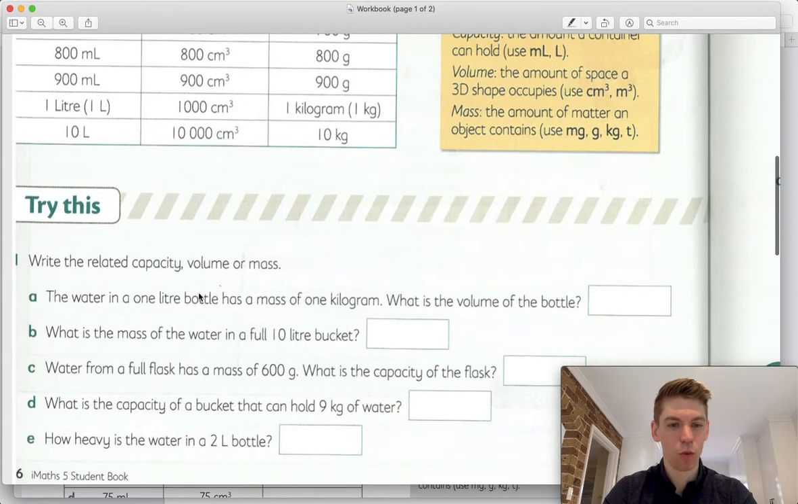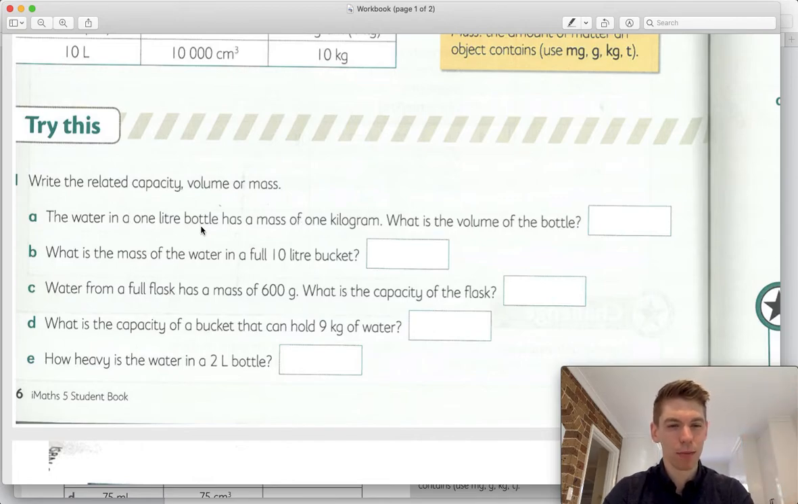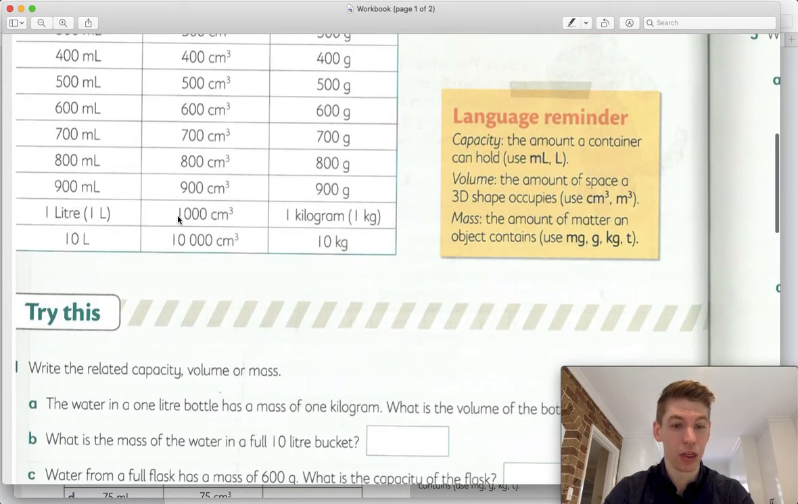So it says the water in a 1 liter bottle has a mass of 1 kilogram. So 1 liter is the capacity, and it has a mass of 1 kilogram. How much volume does it take up? So we're into big units here. We've got 1 liter, and 1 liter is 1,000 milliliters. So I'm going to say the volume is 1,000 centimeters cubed. Let's check. 1 liter, 1,000 centimeters cubed.